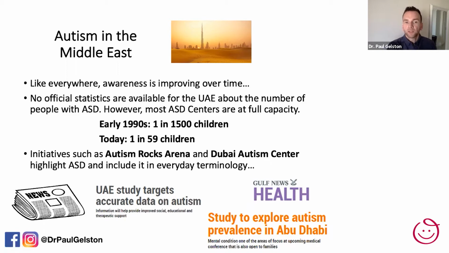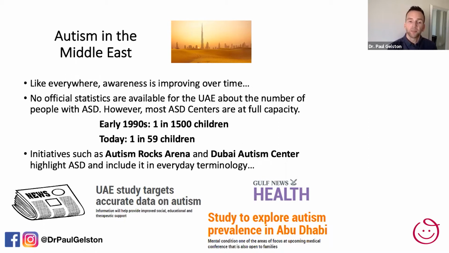Like everywhere, awareness about autism is improving over time, and things are gradually getting a little bit better. Unfortunately, there are no official statistics for the number of people with autism in the UAE, but most centres that support people with ASD are at full capacity or have huge waiting lists. The rate currently is about 1 in 59 children have ASD of some degree, whereas previously it was 1 in 1,500, really as little as 30 years ago.